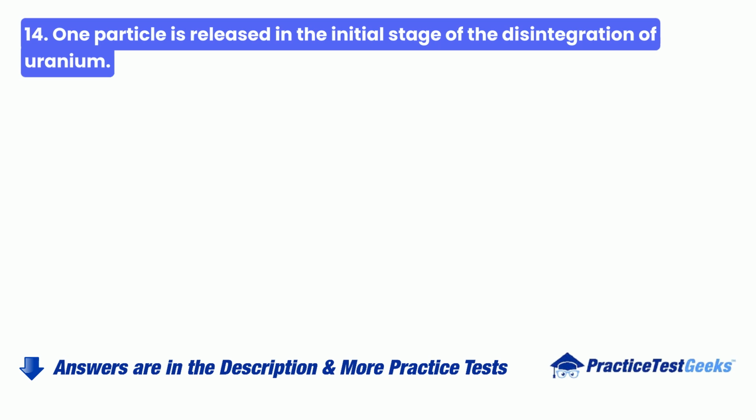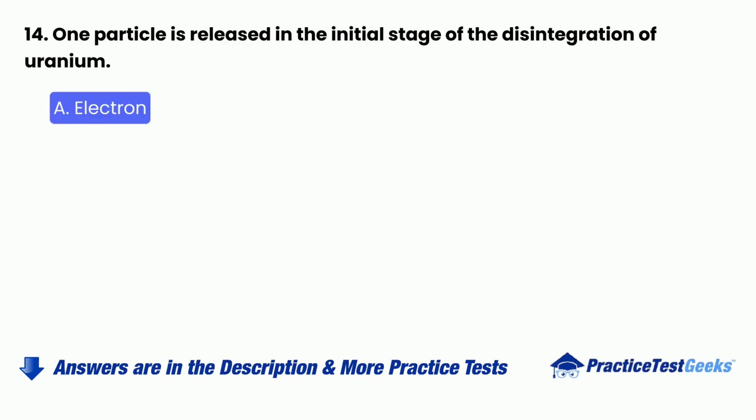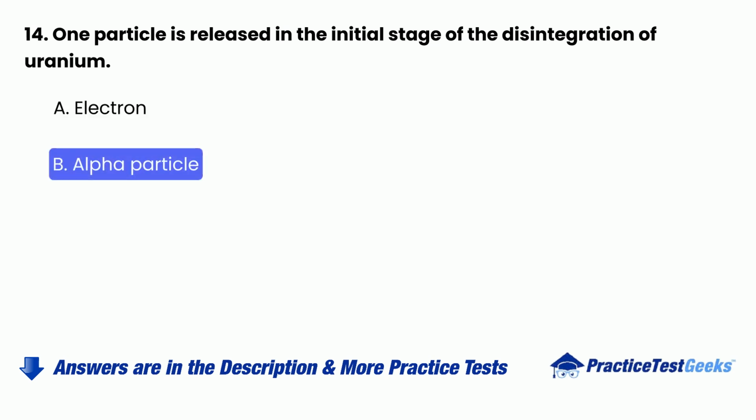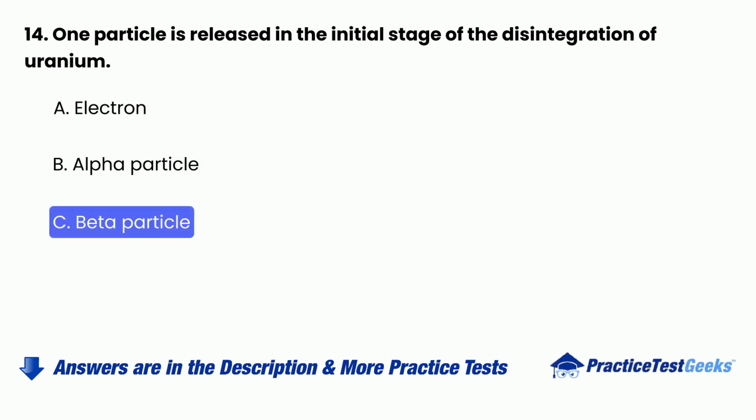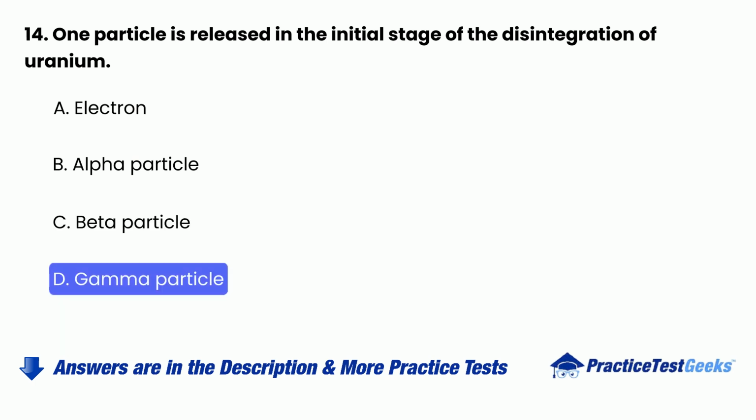14. One particle is released in the initial stage of the disintegration of uranium. A. Electron. B. Alpha particle. C. Beta particle. D. Gamma particle.